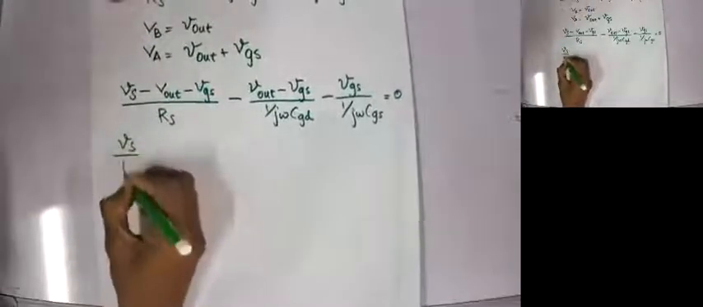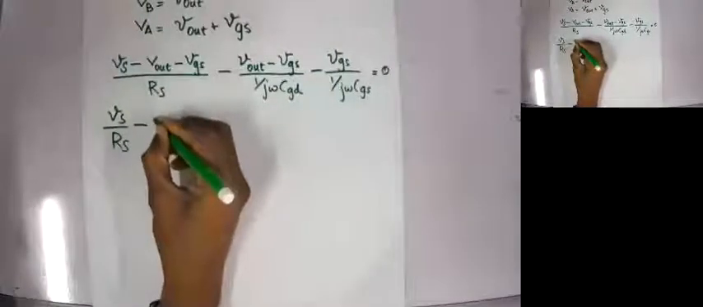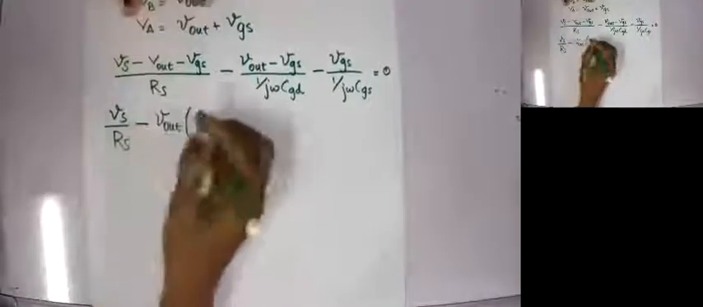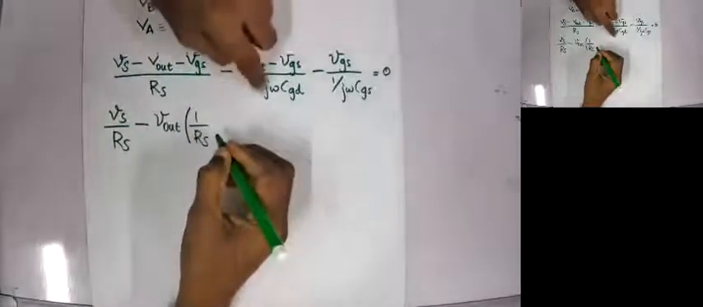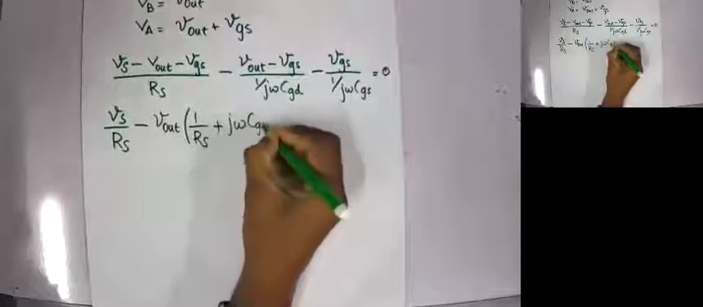Now I can group V out together, Vs together, and VGS together, right? So there are no other Vs, so I have only one Vs by Rs, right? Minus, and then let me group V out together, right? V out into, here I have minus already there, so this becomes 1 over Rs, and here I have 1 over 1 over j omega CGD, so plus j omega CGD.